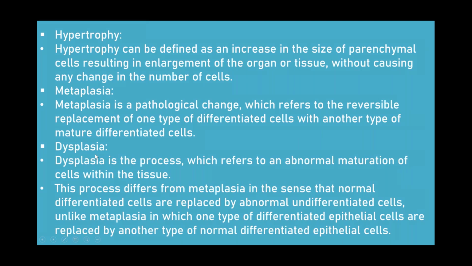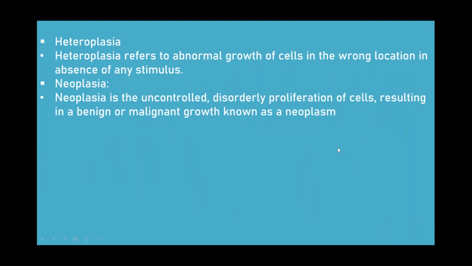And dysplasia. In dysplasia there is abnormal maturation of cells in the tissues. So there is change in shape, arrangement, number, and the nucleus. This leads to abnormal cells and finally ends with loss of function. This is about dysplasia. And neoplasia is uncontrolled disorderly proliferation of cells resulting in a benign or malignant growth known as neoplasm.